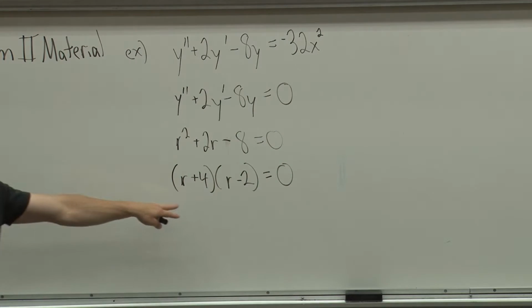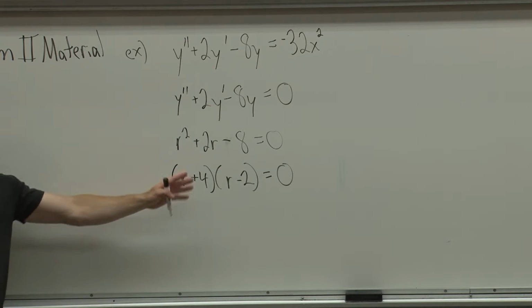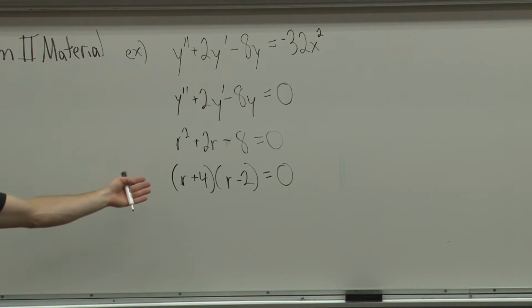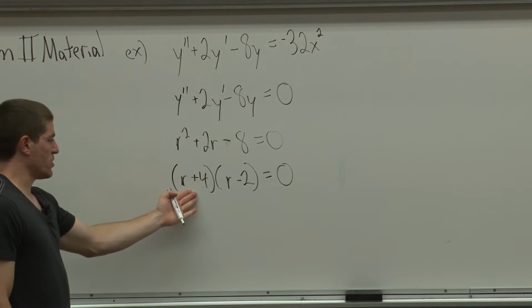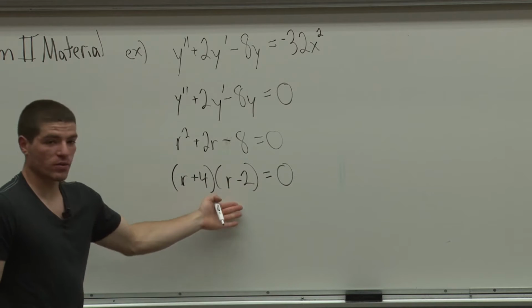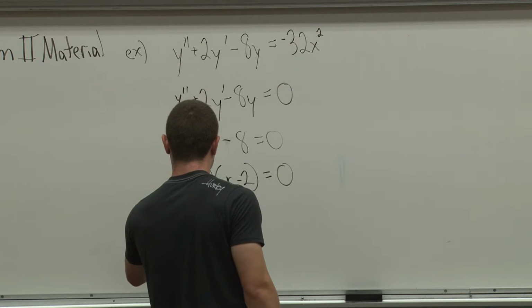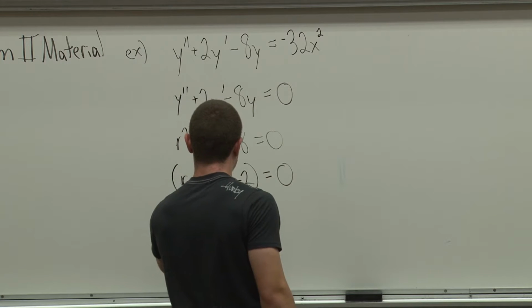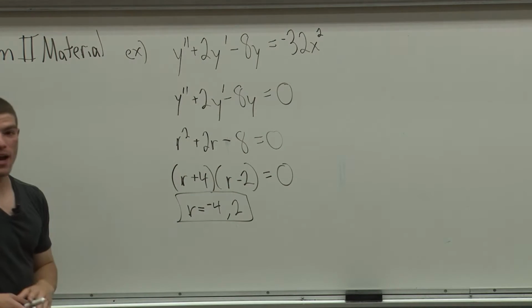From this, you can see that there are two roots, because there are two different monomials, and they're easy to solve. This one is r equals negative 4, and this one is r equals 2. So we have both of our roots, and they're two distinct roots, which is very important.